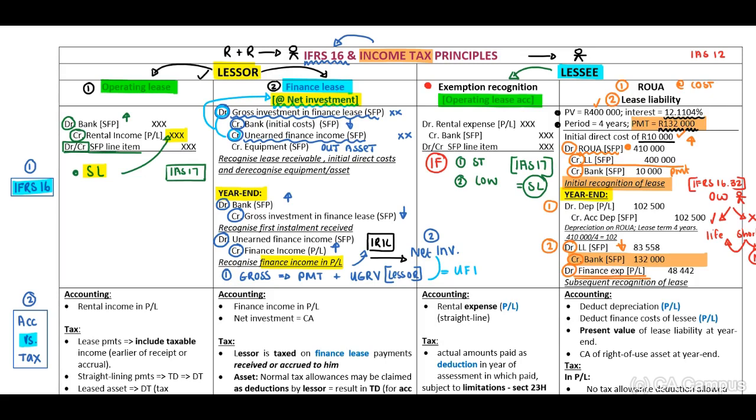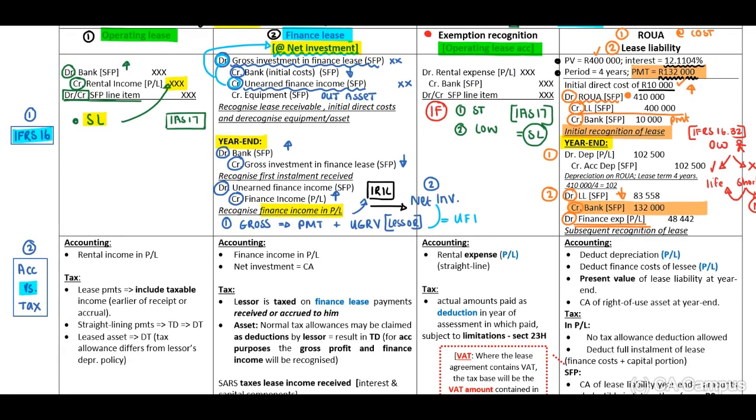Now we need to move on to our accounting versus tax rules of each of these different scenarios. Now, when we look at our lessor, this is on the left side of your screen. In terms of our accounting principles, we have included our rental income. Remember, when you look at your journal entry at the top, we have credited our rental income for accounting purposes. But for tax purposes, we need to include our lease payments.